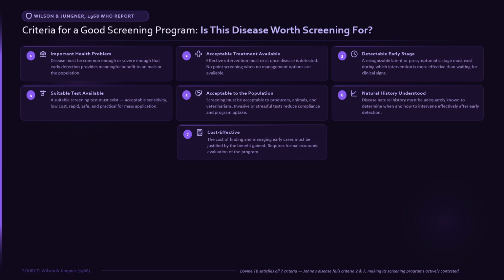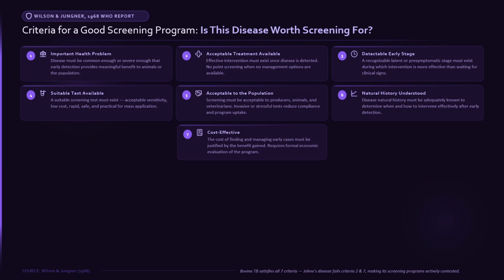Three, there has to be a detectable early stage, a latent or pre-symptomatic window where stepping in works better than waiting for clinical signs. If the disease jumps from invisible to fatal overnight, early detection buys you nothing. Four, a suitable test has to exist. Decent sensitivity, low cost, fast, safe, and practical to run across a lot of animals.